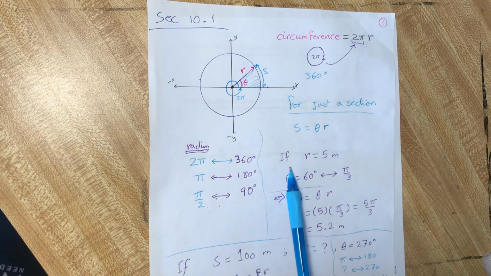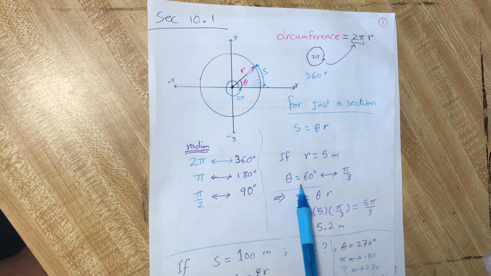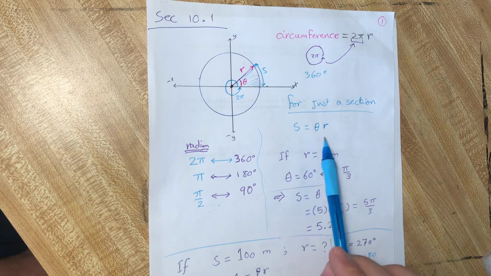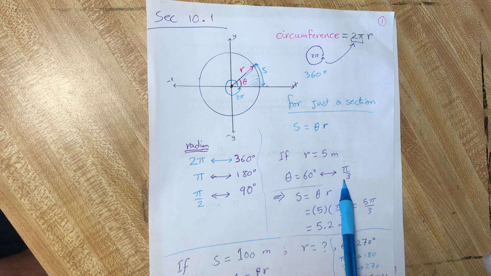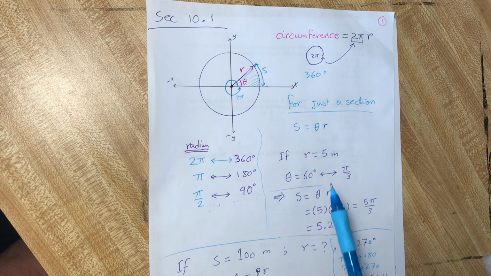Now, for example, if r is equal to 5 meters, and theta is equal to 60 degrees. We will not put theta in degrees here. We need to put it in radians. 60 degrees equals pi over 3. We will see how we can convert it to this value. So, when we put r is 5, theta is pi over 3, S is equal to 5 pi over 3, which is 5.2 meters. This section.